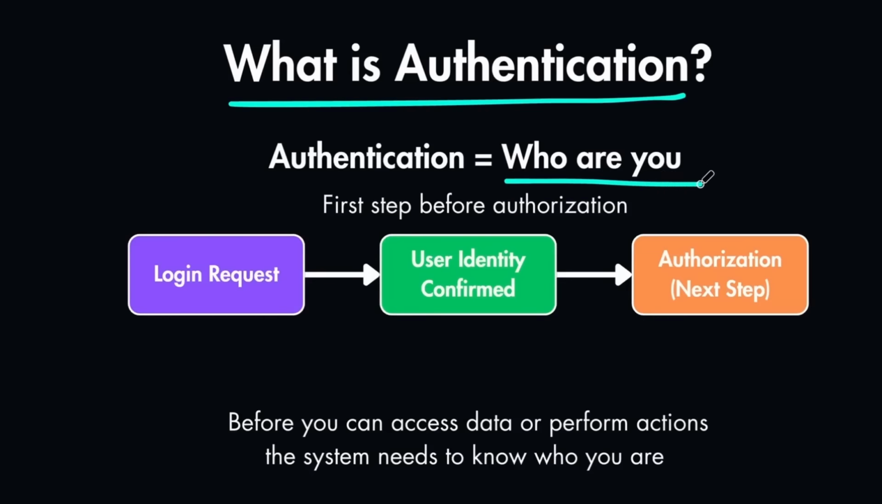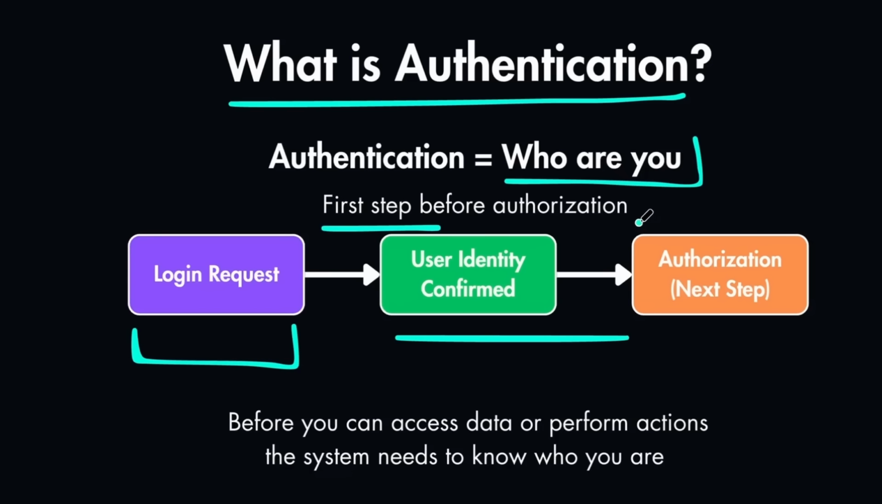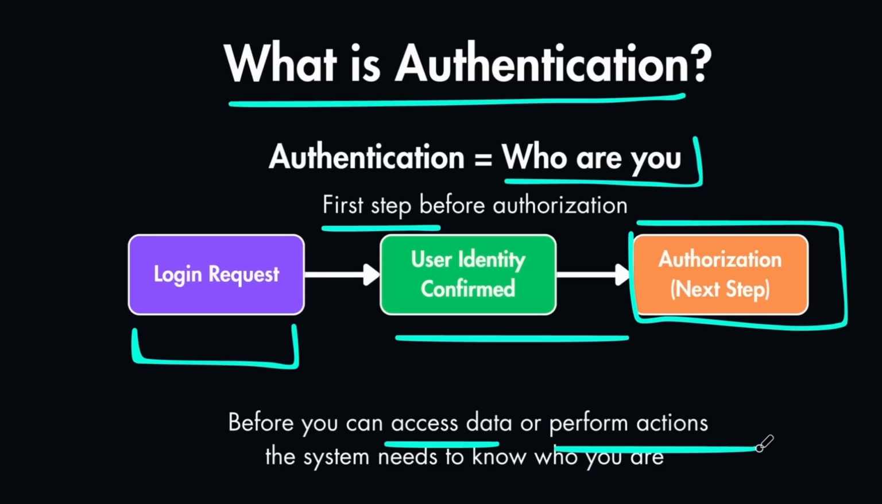Authentication basically answers who the user is and if they are allowed to access your system. So whenever a login request is sent, either by the user or another service, this is where we confirm the identity of the user and either provide them access, so approve their request, or reject it with an unauthorized request. This is basically the first step before authorization begins, which is the topic of the next lesson. So before you access any data or perform any actions on this service, the system needs to know who you are, and this is where the authentication is used.